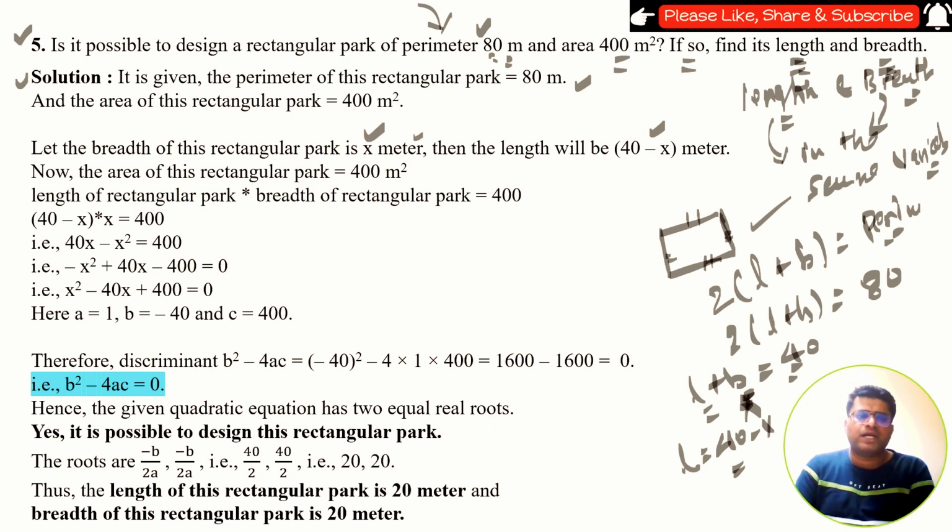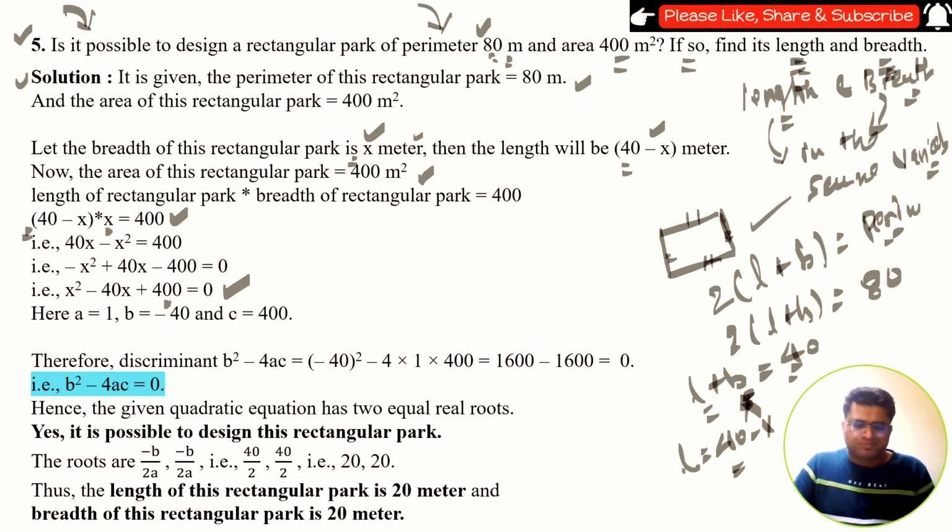Okay, student. And the area of this rectangular park is 400 meter square. What will be the area? Length multiplied by breadth. Length is 40 minus x and breadth is x, and this is coming 400, by the help of using these statements. And after simplifying this equation, we find lastly x square minus 40x plus 400 is equal to 0. This is your required equation by the help of the given statement.